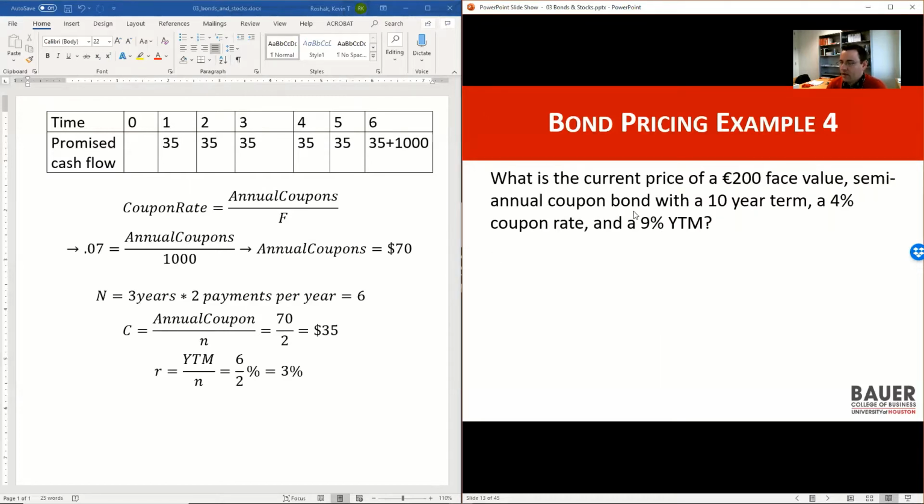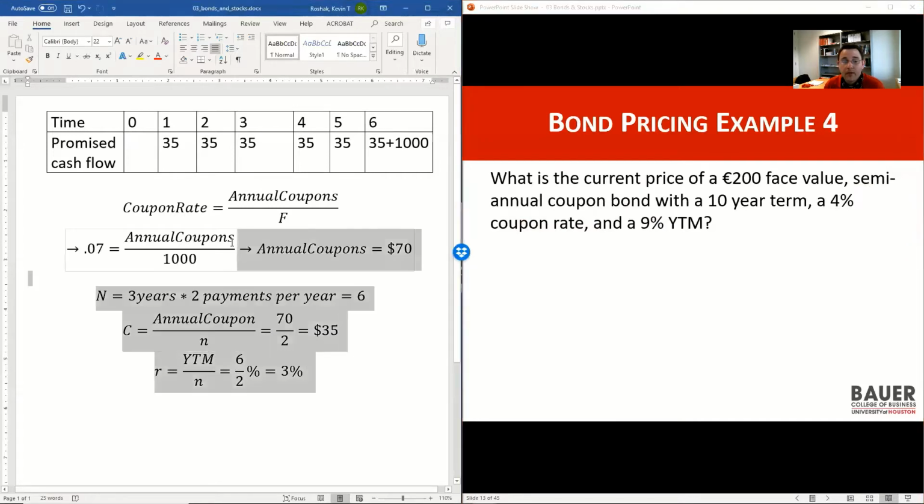Last example here, we're going to, again, change everything up, make sure that we're comfortable with the notation and plugging things into the annuity formula. So here, we don't even have the same face amount. This is a European denominated bond, so we don't have the $1,000 face amount that you typically get in the US. Now we've got a €200 face value. It's paid semi-annual coupons. So that's a little tricky. It's got a 10-year term, a 4% coupon rate, and a 9% yield to maturity.